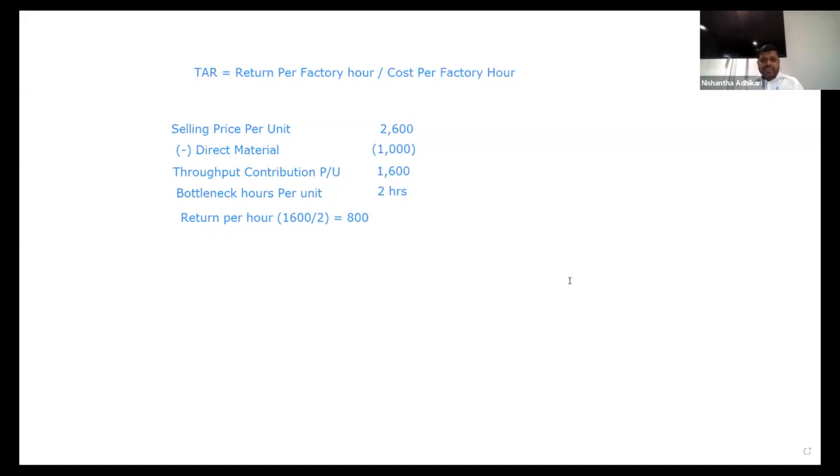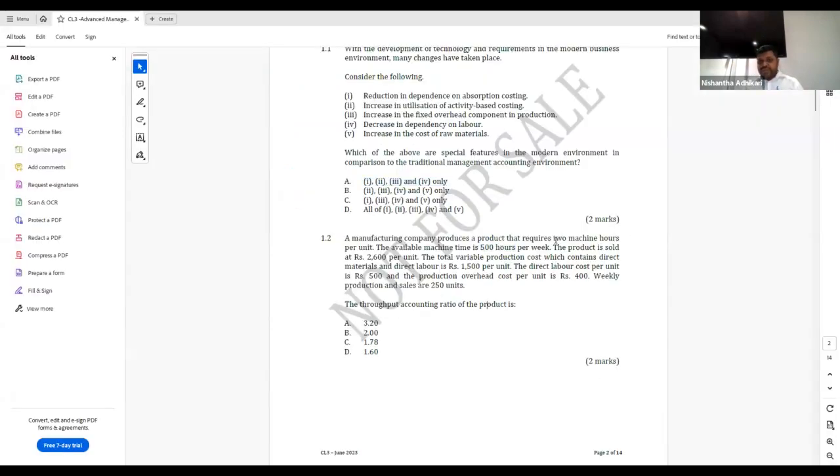Now you can see they have a budgeted capacity of 500 hours per week. Each unit requires 2 machine hours, which means budgeted production is 250. Even though other costs are variable, they will be considered as fixed. All other costs, direct labor and variable production overhead, should be considered as fixed. We will calculate the total factory cost, and then the total factory cost per hour. You will operate 500 hours. Each unit's labor cost is 500, overhead is 400 per unit. Then budgeted production, 500 divided by 2, 250.